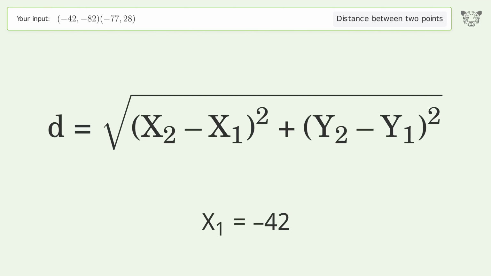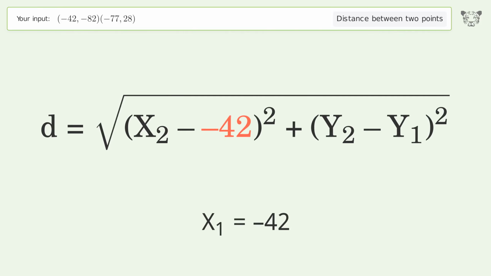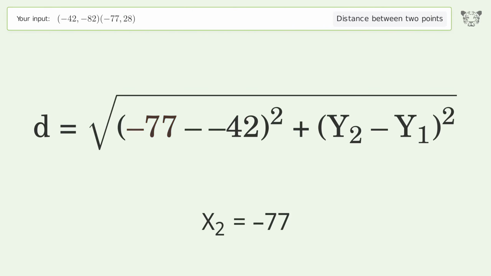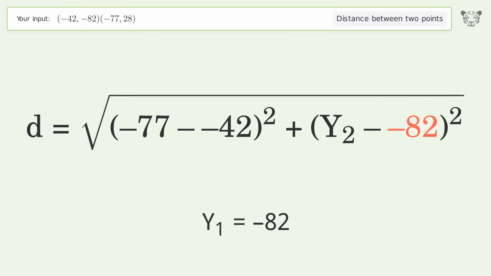x1 equals -42. x2 equals -77. y1 equals -82. y2 equals 28.